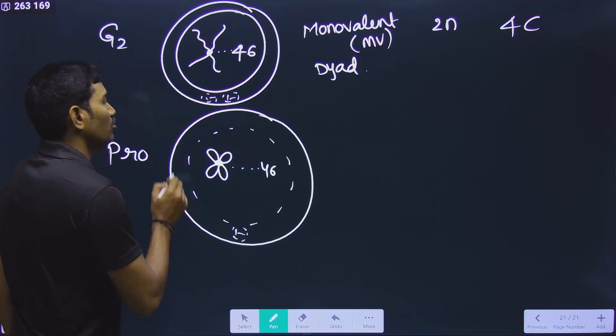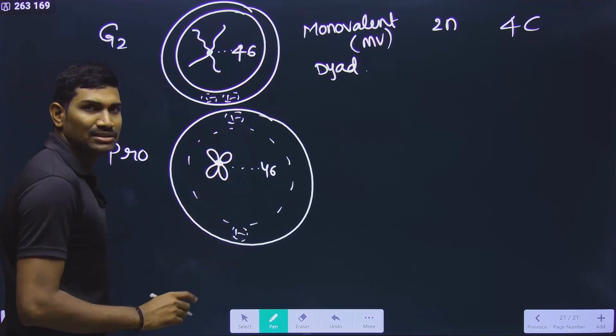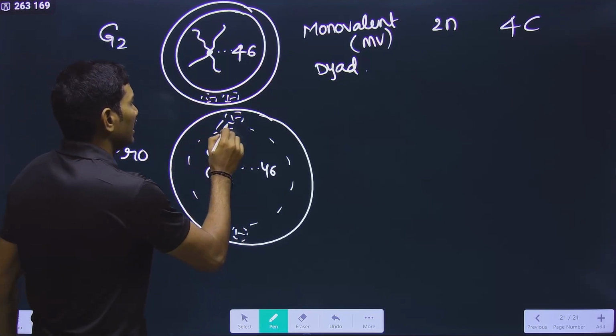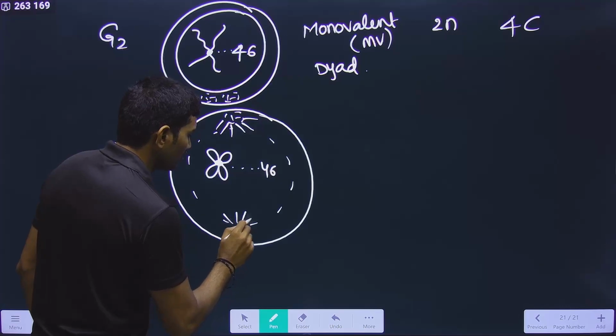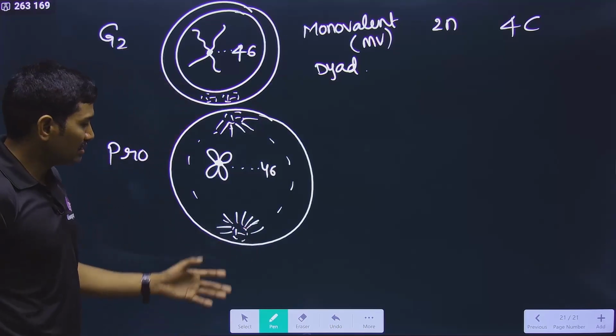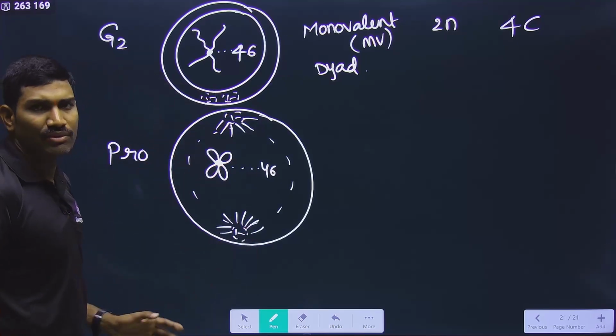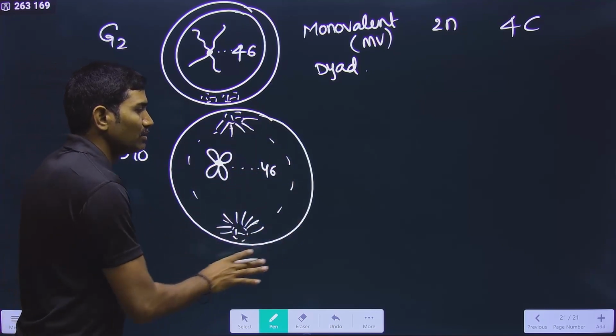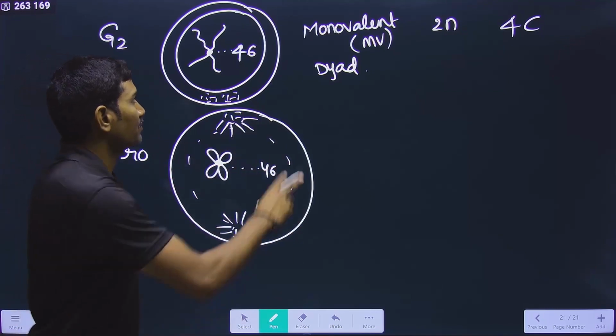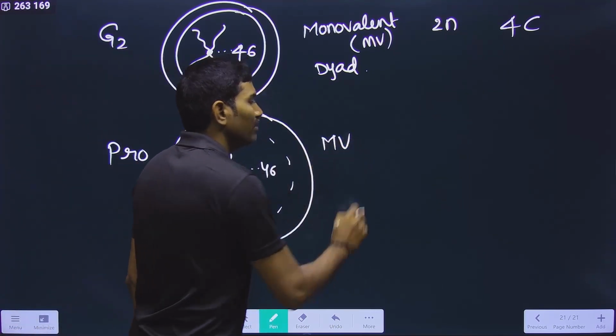With respect to centrosome, what do you need to say? Movement of centrosome to opposite poles. In the late prophase, they are going to the opposite poles, and now from these, spindle fibers are also coming out. Yes or no? In the animal cell, asters are also there. So all this information is there. That's it. Nice. This is some basic rough diagram. And here again monovalent.